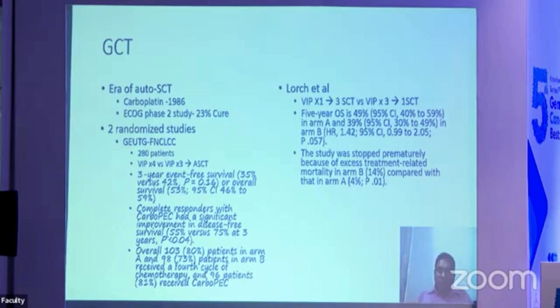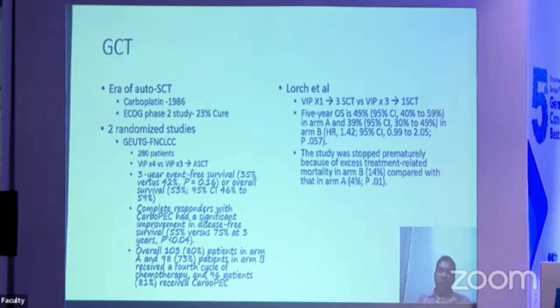But there have been two studies which actually had negative results. In one study, stem cell transplant after 3 cycles of VIP was compared against the standard VIP 4 cycles. It showed a higher amount of event-free survival for the stem cells, but this was not statistically significant. Interesting thing was the randomization was done upfront. So the patients who underwent stem cell transplants were only 80%. So 20% of the patients never underwent the allocated treatment.